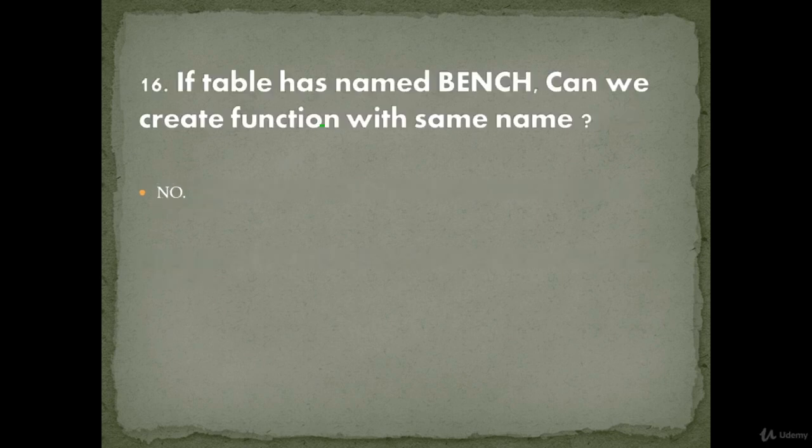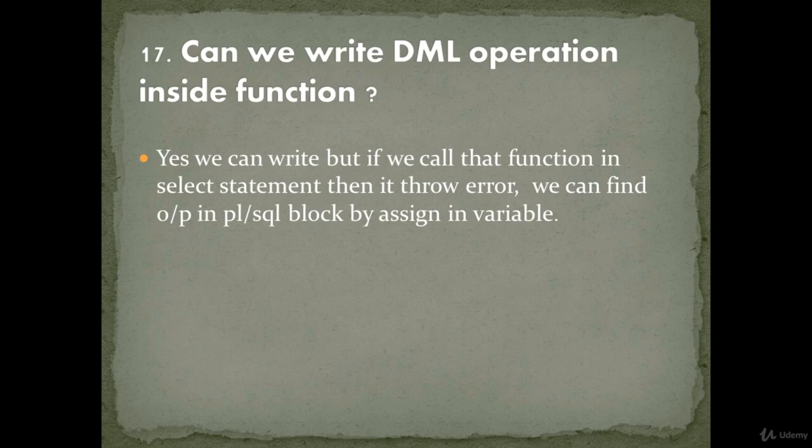Question number 16. If a table is named bench, can we create a function with the same name? You understood what I want to say? If you have a table whose name is bench, can we create a function with the same name? No, my dear friends. All names, whether it is a procedure, function, anything, table, should be unique. If the function name is bench, you cannot create a table called bench. If the procedure name is bench, you cannot create a function named bench. So if a table has the name bench, can we create a function with the same name? No, my friend, no.